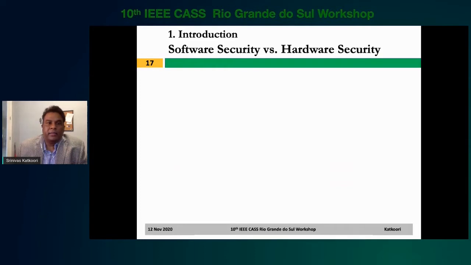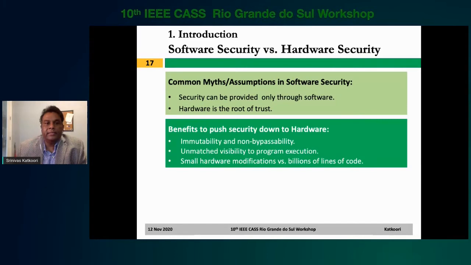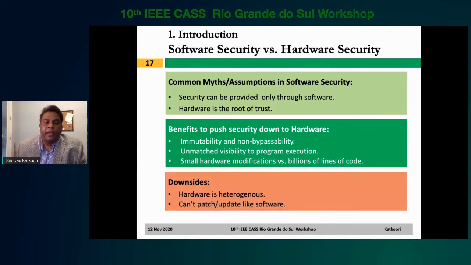Some of the common myths in software security is that security can be provided only through software, and that hardware is the root of trust. Unfortunately, hardware is no longer secure in the sense that it could be attacked, and there are many instances. The benefit of pushing security down to hardware is that it's harder for somebody to attack the system compared to software. However, the downside is that hardware is heterogeneous, and we can't quite patch hardware just like we can with software.